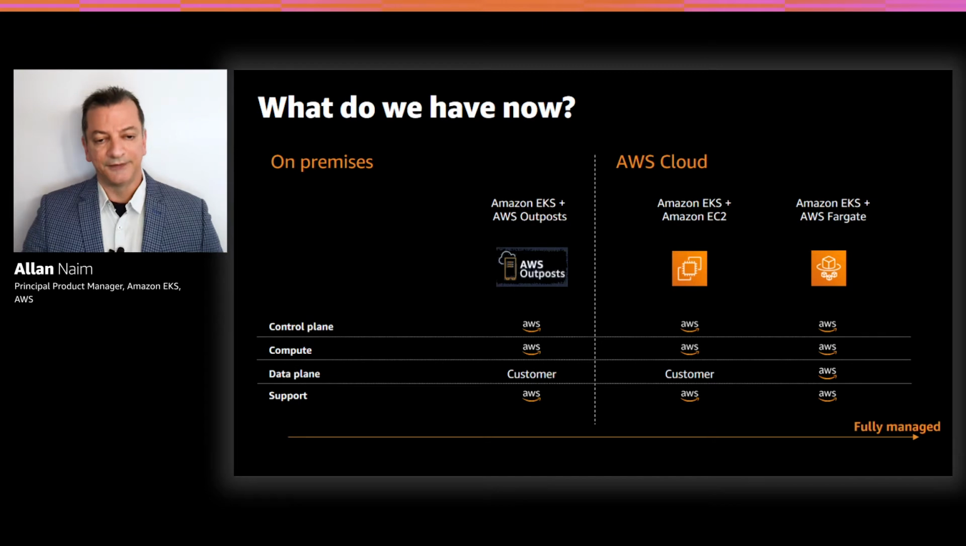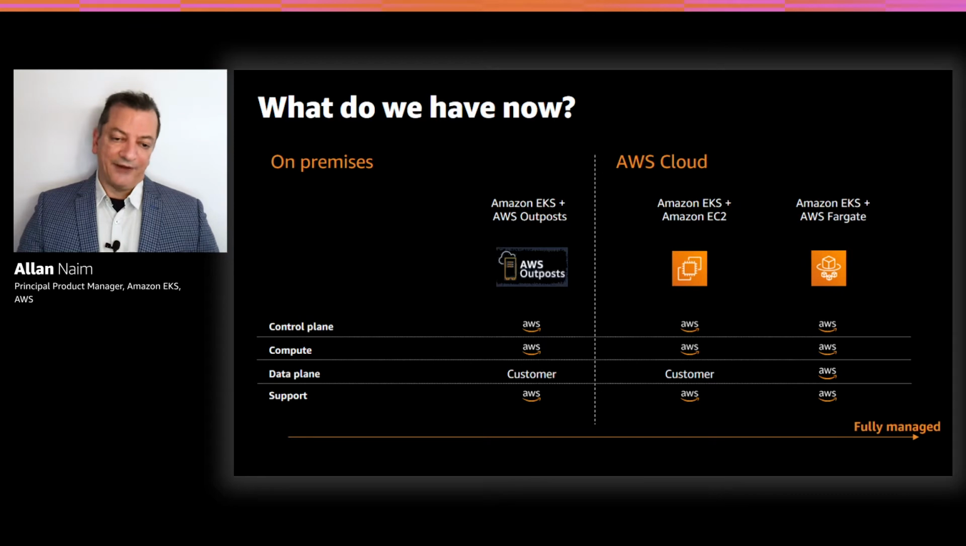Now, in the middle, customers can use EKS on EC2. For this deployment type, we'll manage the Kubernetes control plane, but customers still have some level of control over their EKS clusters and are responsible for their Kubernetes worker nodes for things like EC2 instance patching and horizontal scaling.